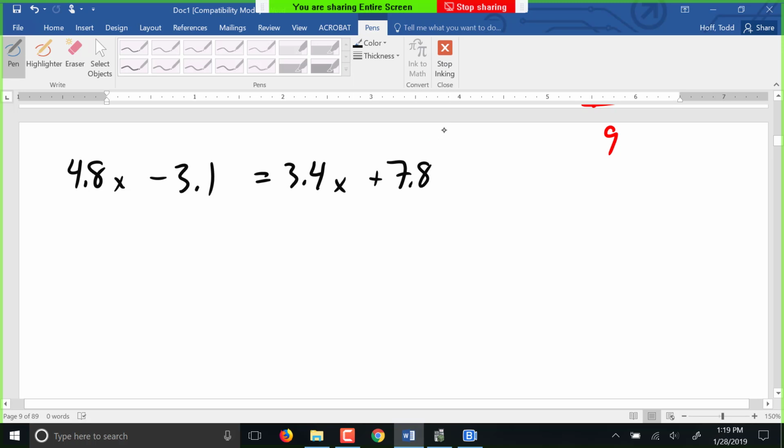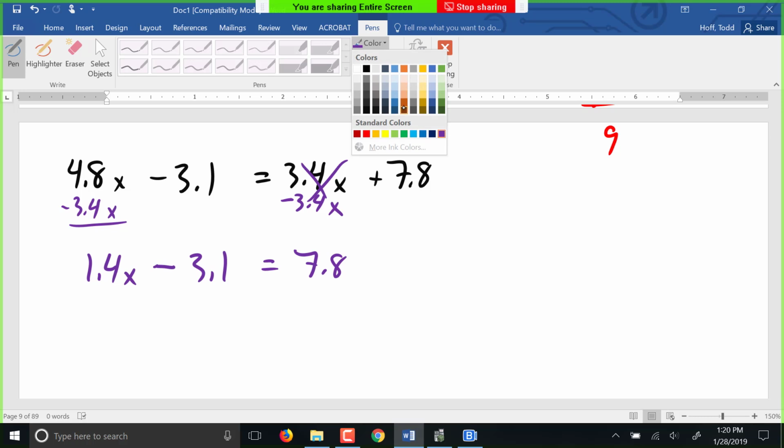Something like this. Here, is there anything we can combine on each side? Nothing to combine on each side, but the variable appears on both sides, so what do we have to do? Get it on just one side. And yes, that's exactly right. We subtract 3.4x. Make that go away. Subtract 3.4x over here, giving us 1.4x minus 3.1 is still there, equals 7.8.